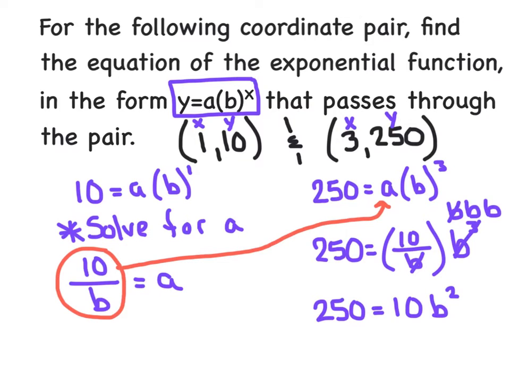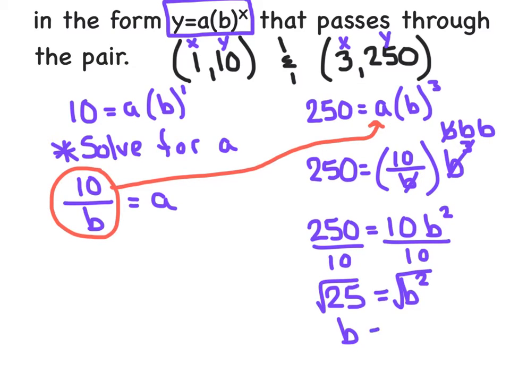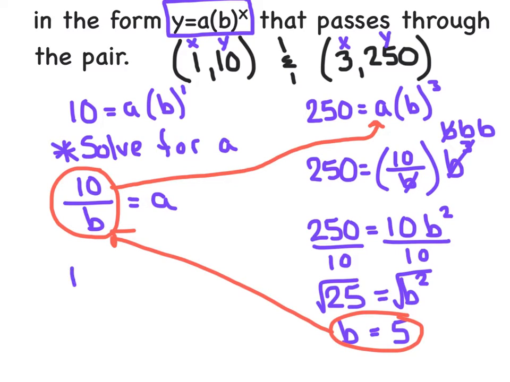I'm going to divide both sides by 10 and then take the square root of both sides. So dividing by 10, first things first, 25 equals b squared. Again, in an exponential function, one of the rules that we don't talk about a lot is that b has to be a positive value. All right, once you know what b is, we're going to use this value to work backwards over here and try to find the value of a. So 10 divided by 5 equals a, which in this case, a equals 2.